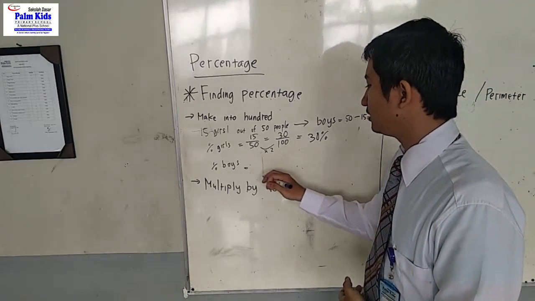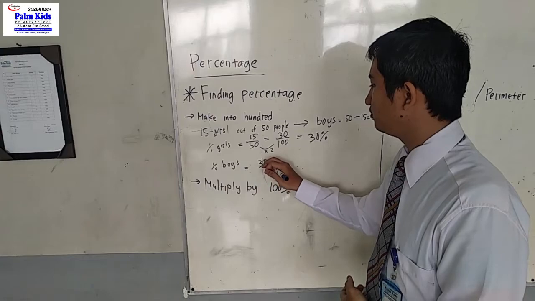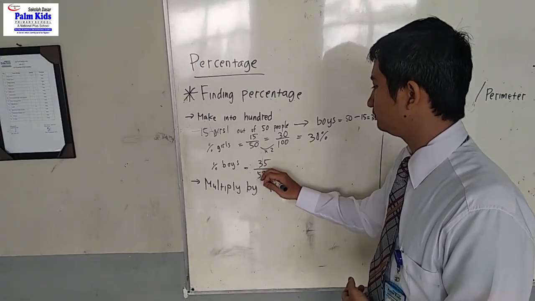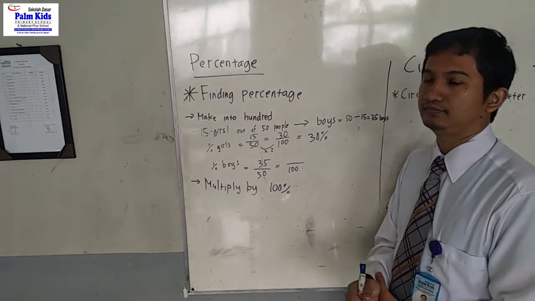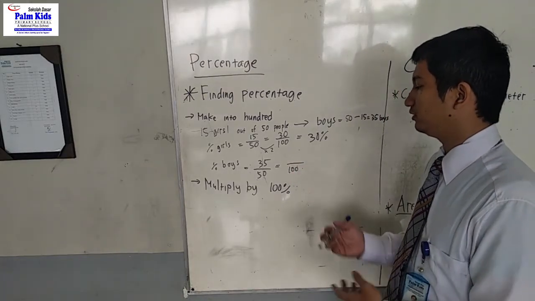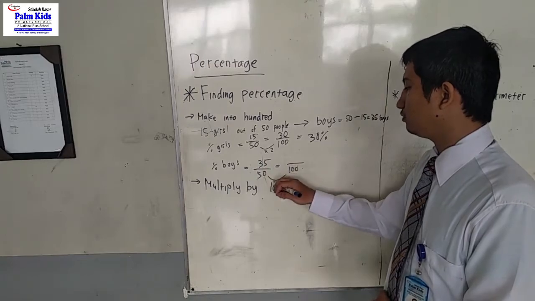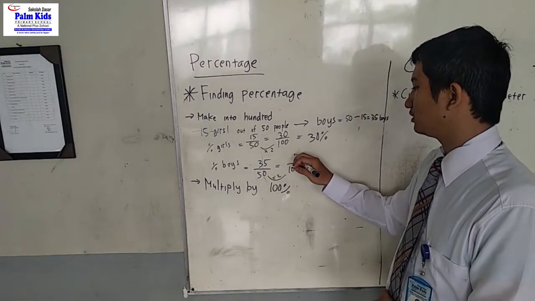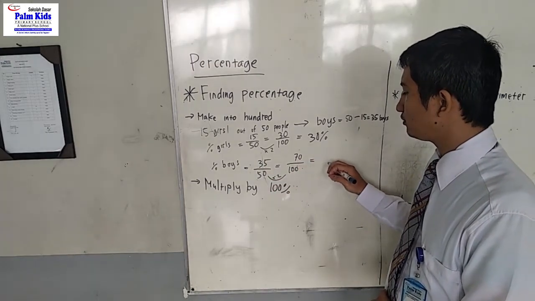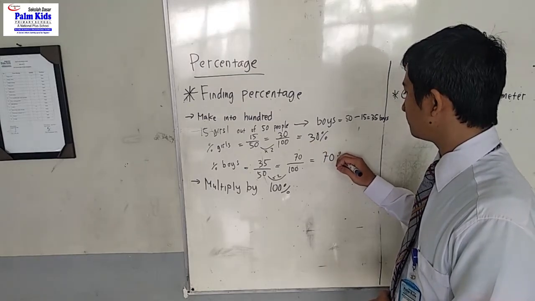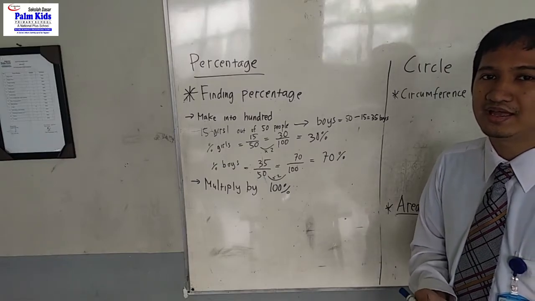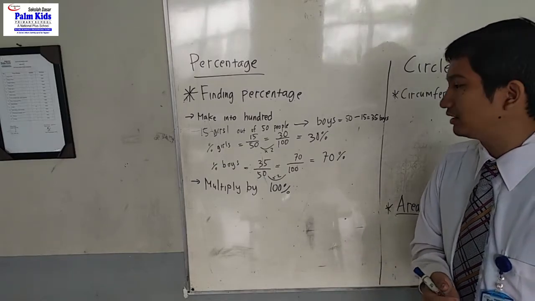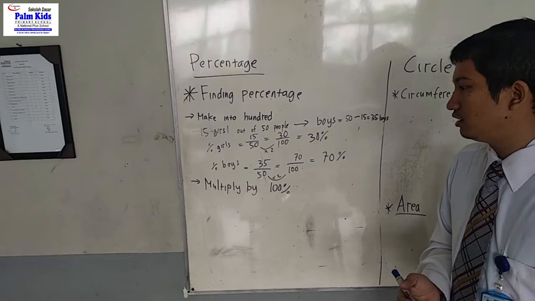Now what about the boys? There are 35 boys out of 50 people, and we have to make it 100. 35 out of 50 is equal to 70 per 100, or 70%. So the percentage of boys in the place is 70%.